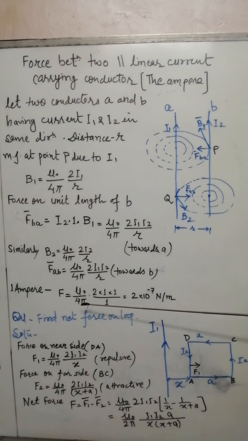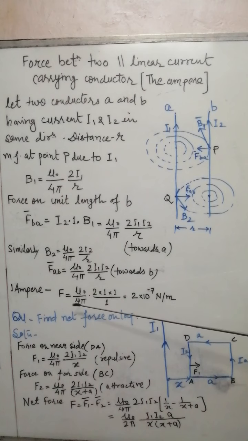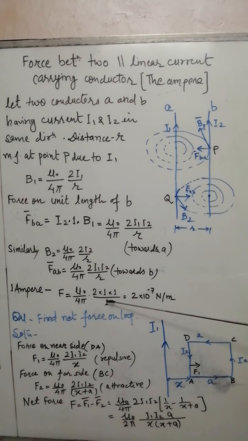So what will be 1 ampere? If we have two conductors of unit length, and unit current is flowing through them in the same direction, and they experience a force of attraction of 2 into 10 to the minus 7 Newton per meter, then each current is said to be 1 ampere. This is the definition of 1 ampere, a very important part of the force between two parallel current carrying conductors.